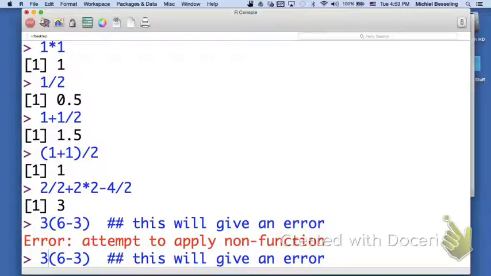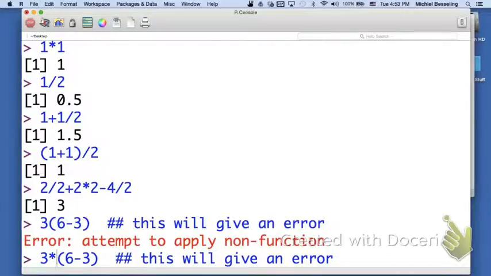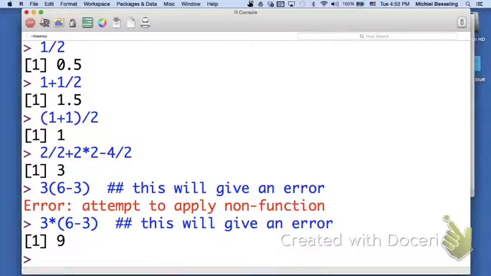So if my goal of this problem was to multiply 3 times 6 minus 3, what I need in here is a shift 8, I need a star. And once I do this, it's going to do exactly what I thought it would do. 3 times 6 minus 3, what's in the parentheses? 6 minus 3 is 3. 3 times 3 is 9.